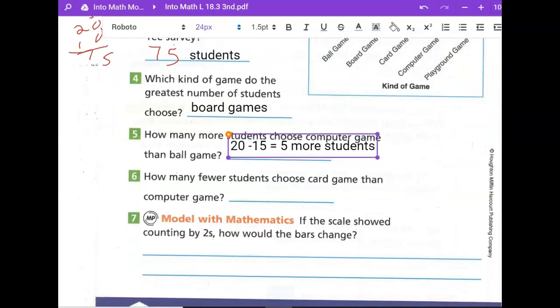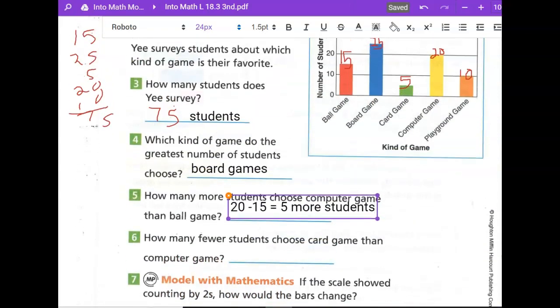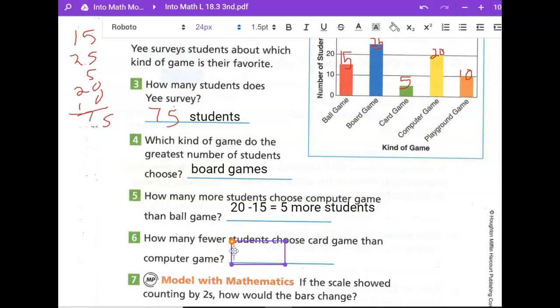And then how many fewer students chose card games than computer games? I know it's kind of hard to decide if they say more or fewer, but really you're just subtracting in either case. You just need to remember to put the correct label. How many fewer students chose card games than computer games? Card games is 5, computer games is 20. So we would have 20 minus 5 equals 15 fewer students.